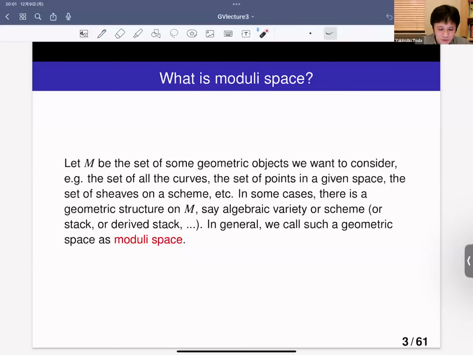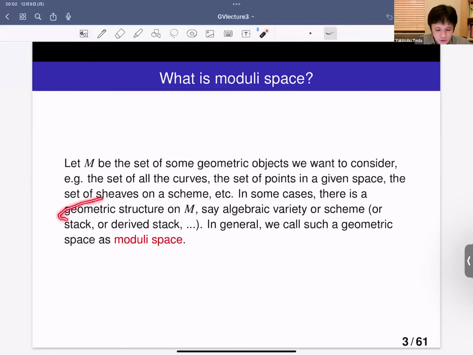So in general, let there be some set of geometric objects we want to consider. For example, for a given variety X, we consider the set of all the curves or the set of some points in a given space. We can also consider the set of surfaces, or a set of some vector bundles. And in some cases, there is some nice geometric structure.